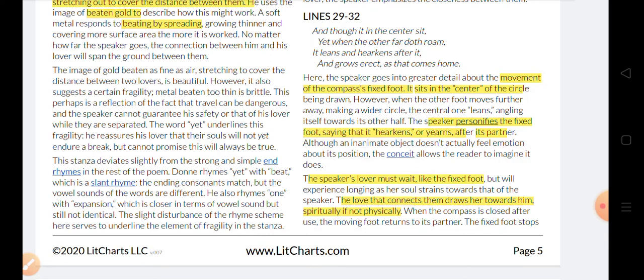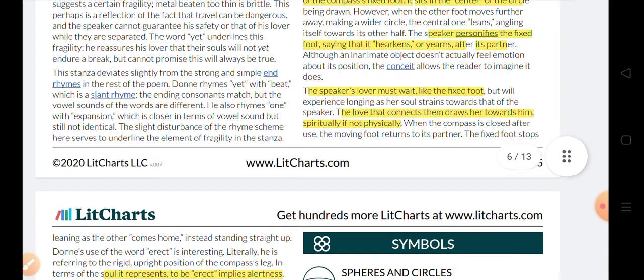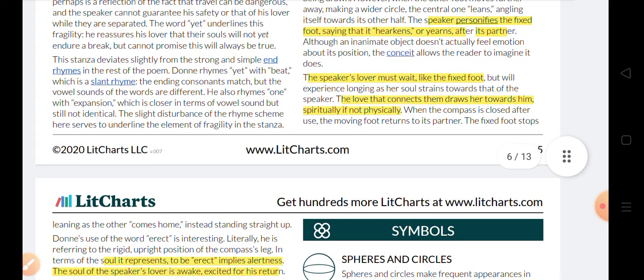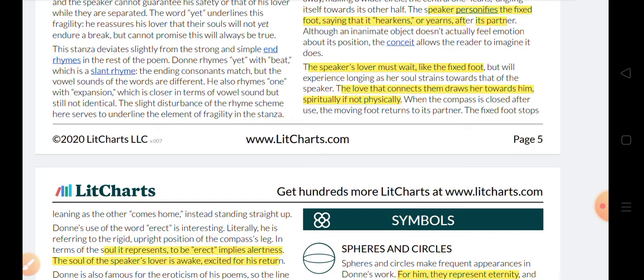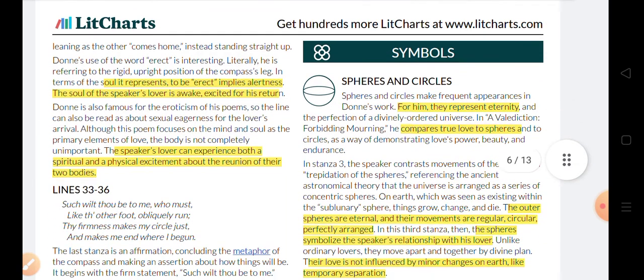And lines 29 to 32: And though it in the center sit, yet when the other far doth roam, it leans and hearkens after it, and grows erect as that comes home. So here he gives a detail about the movement of the compass's fixed foot, and it sits in the center of the circle. The speaker personifies the fixed foot, saying that it hearkens or yearns after its partner, and the speaker's lover must wait like the fixed foot, and the love that connects them draws her towards him, spiritually if not physically, and it draws a perfect circle.